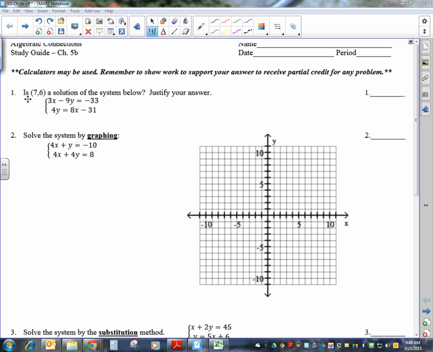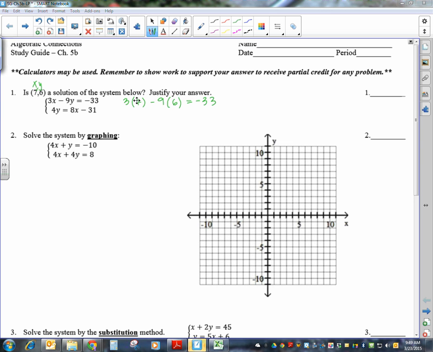So first off, it says, is (7, 6) a solution of the system below? Justify your answer. So if it is a solution, then it will be true when we plug in the values into each equation. So I have to do it for both of them. This, of course, is my x. This is my y. So that means that I'm going to plug in 3 times my x, which is 7, minus 9 times my y, which is 6. And I'm going to see if that equals negative 33.